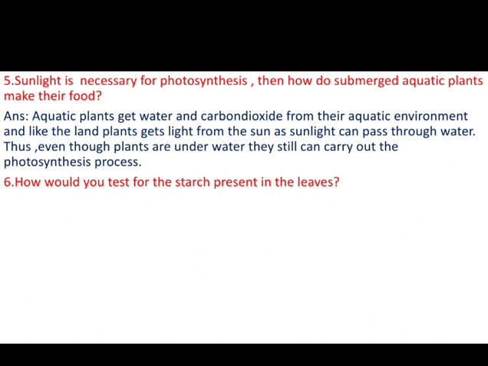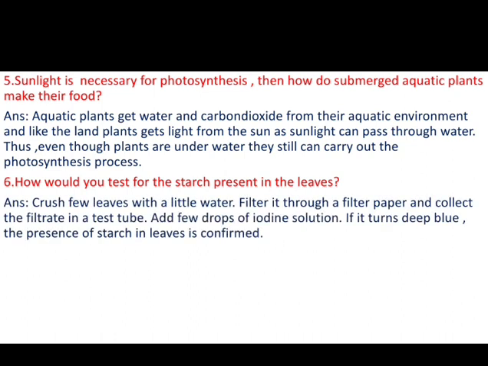Question 6. How would you test for the starch present in the leaves? Answer. Crush a few leaves with a little water, filter it through a filter paper and collect the filtrate in a test tube. Add a few drops of iodine solution. If it turns deep blue, the presence of starch in leaves is confirmed.